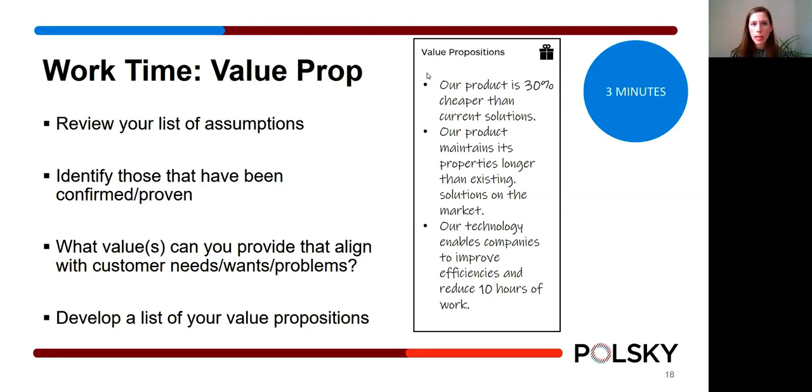So using that value proposition cell of your business model canvas, I want you to start writing out what your value propositions are. And these statements should be about your product or technology or your service, and again, the value that you're able to bring. So I'm going to give you 3 minutes to start working on that now.